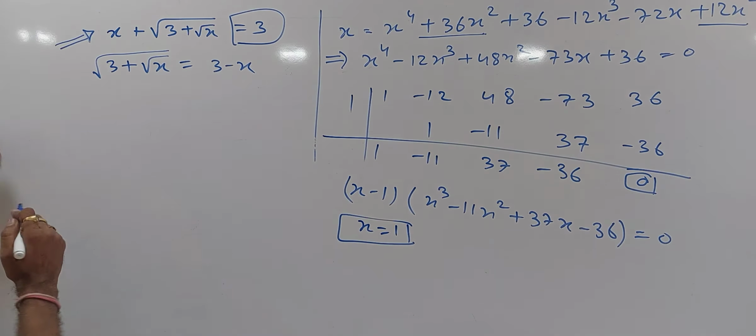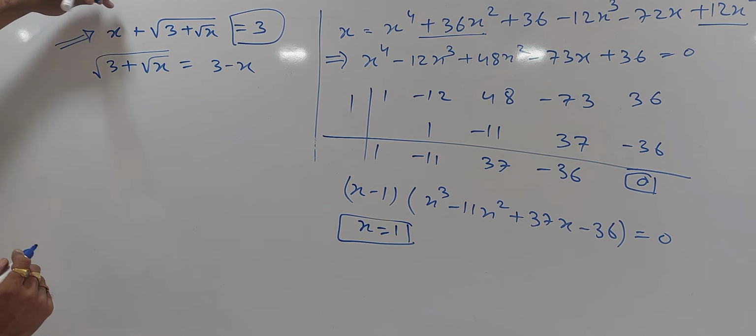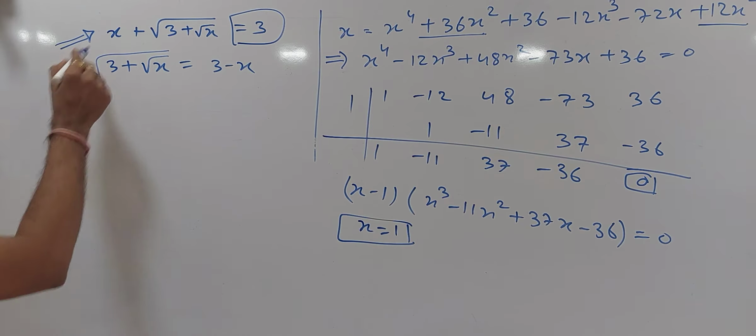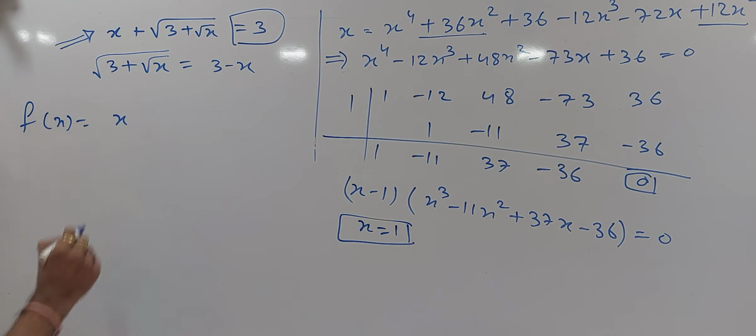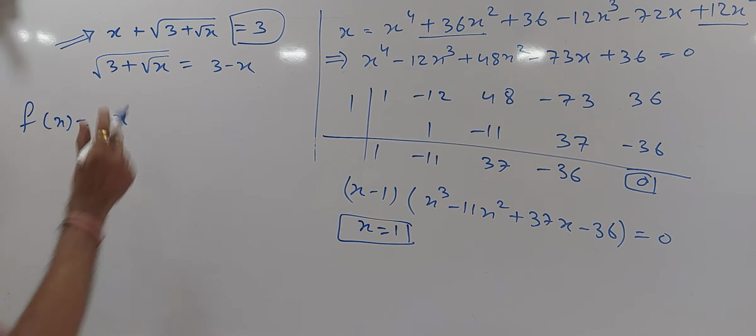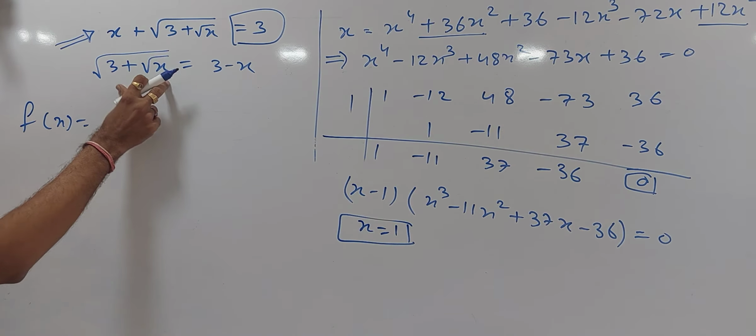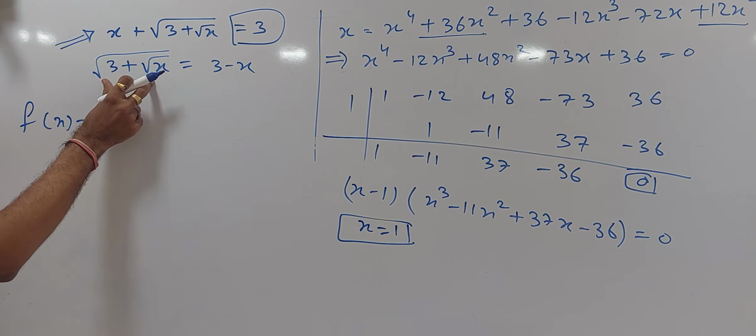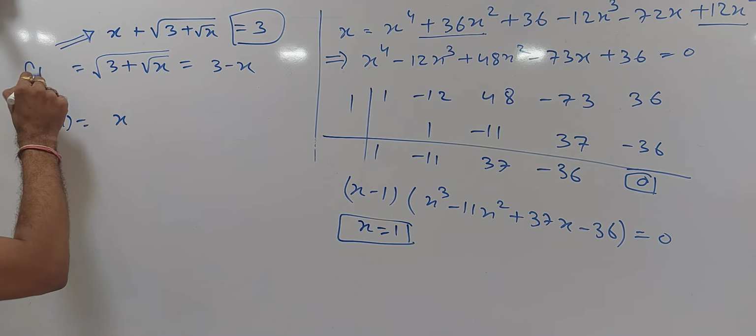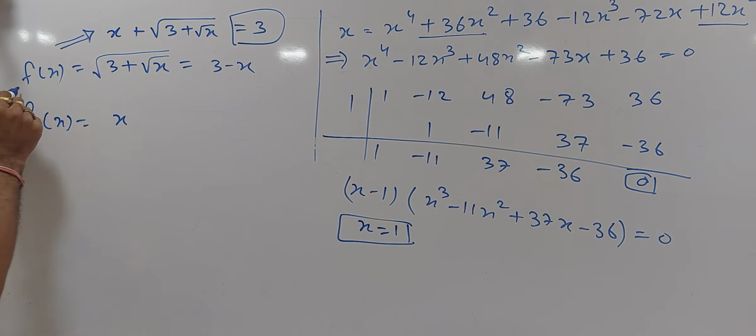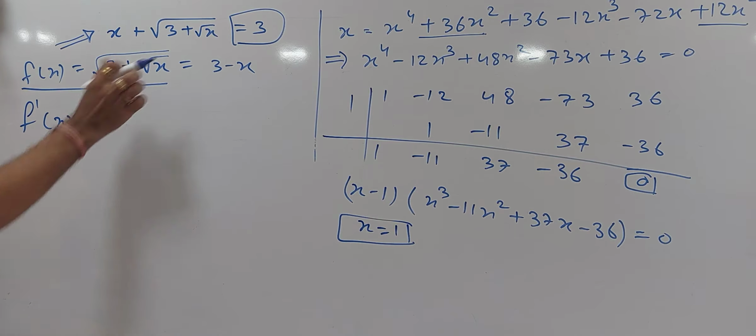So let me take this to be my function. What is that function? Say f of x is equal to x, or I can say this second one. So I can take this to be equal to say f of x or y, whatever it is. And I will first work on this. So what is f dash of x? That means I am taking the derivative of this.